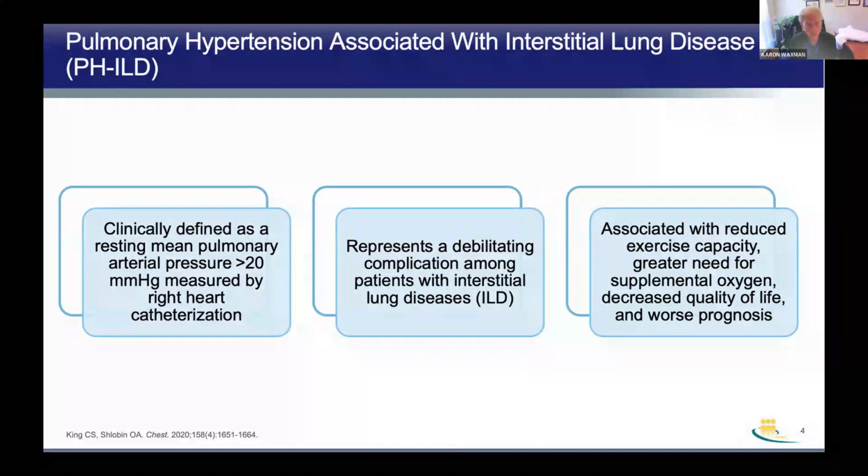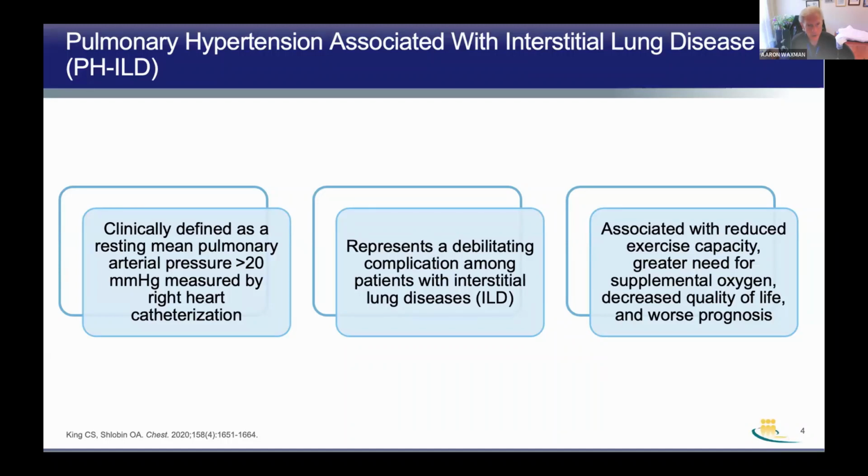There is no question that when we add pulmonary hypertension onto interstitial lung disease, it makes an already debilitating disease a much more debilitating complication of that disease. And generally, this is associated with reduced exercise capacity, a greater need for oxygen therapy, and a decreased quality of life, and ultimately a worse prognosis.